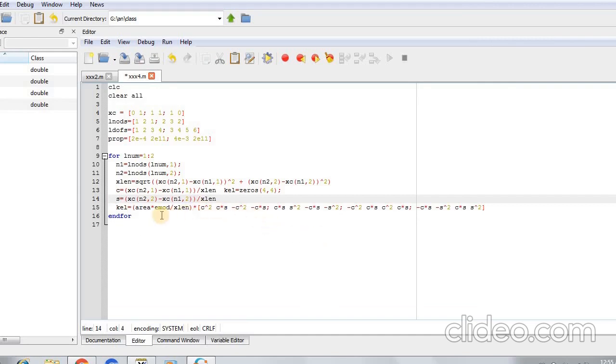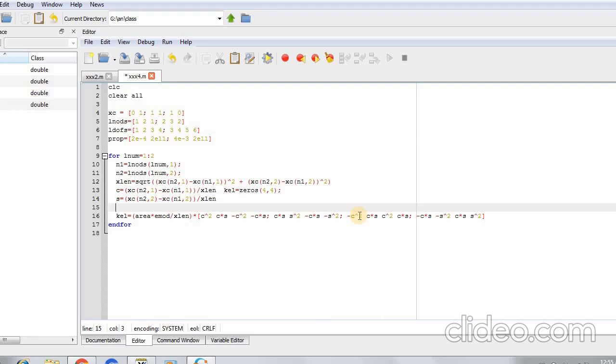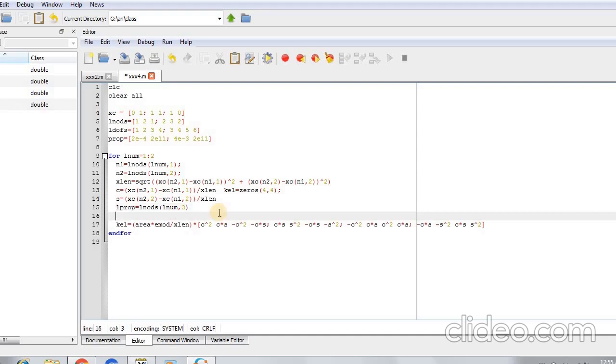So this is the formula, but still here we have to give the area. So what is area? First we have to get the property index. So the property index can be got by L num, which one? 1, 2, 3. L num, comma 3. Property index, and area is prop.